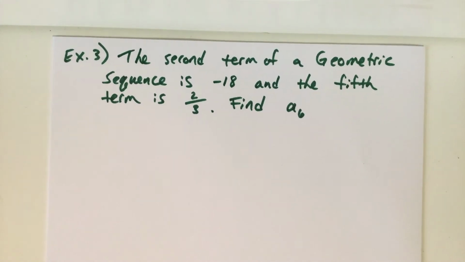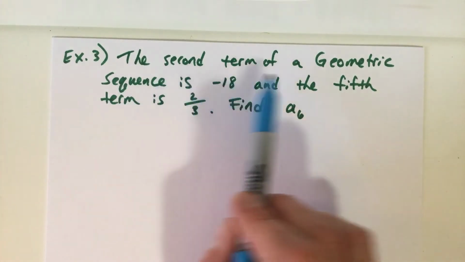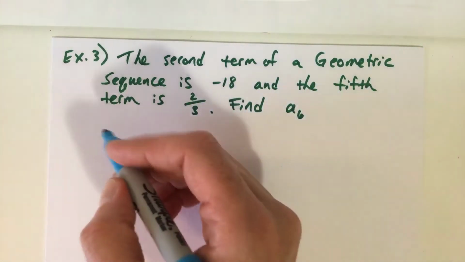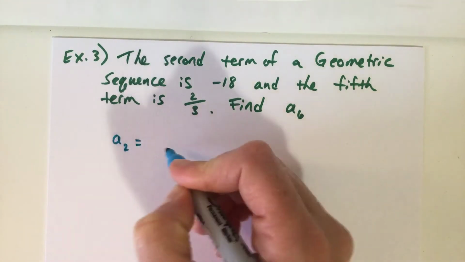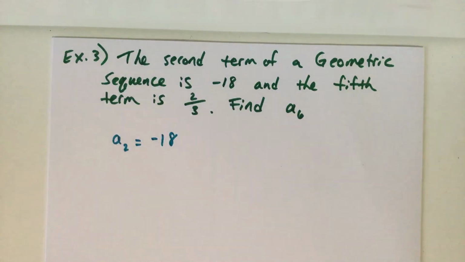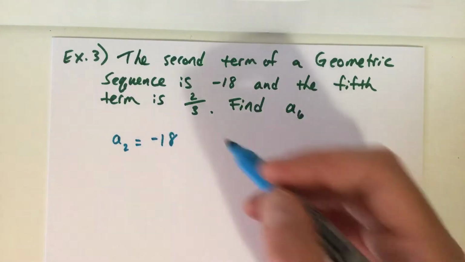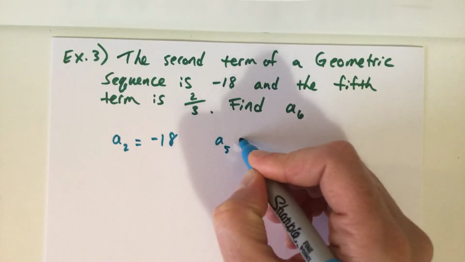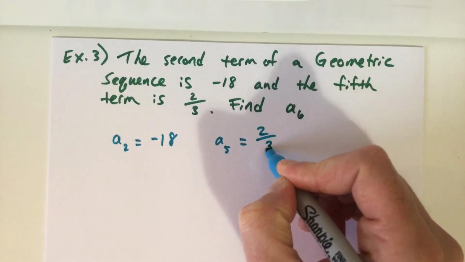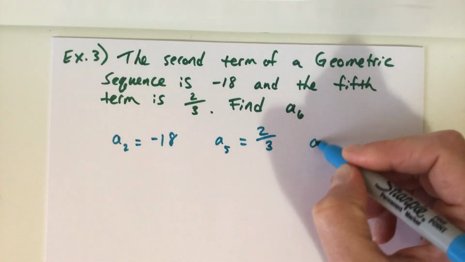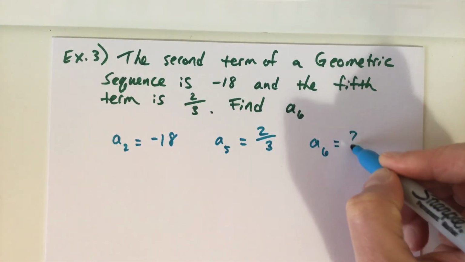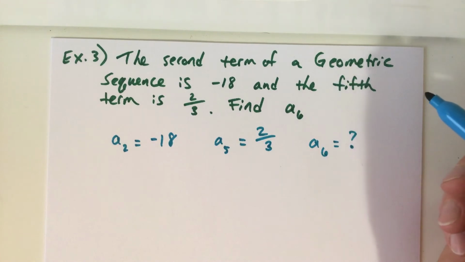And here's our third example. We're given that the second term of a geometric sequence is negative 18. A2 is negative 18. And the fifth term is 2/3. A sub 5 is 2/3. And our goal is to find the sixth term, a sub 6. There's a couple of different ways that we can approach this, but I'm going to use an algebraic technique.